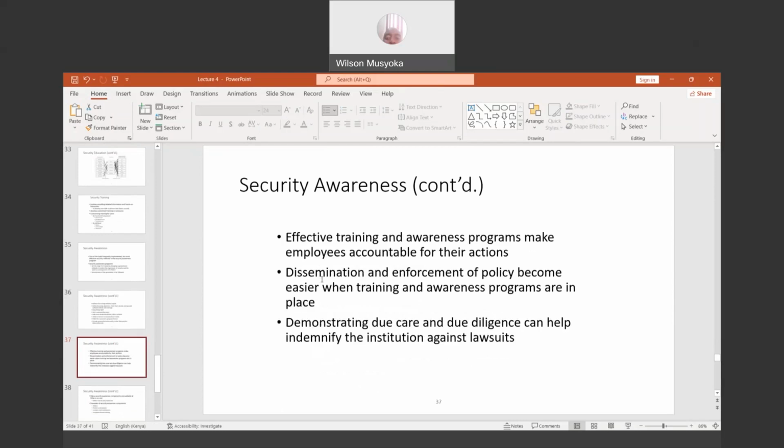When we are also talking about security awareness, effective, if you want it to work, then it needs to make employees accountable for their actions. You also need to disseminate it and enforce the policy. When you are talking about disseminating, it is looking at which information is important to which user, and then you can enforce that specific information to them, and then demonstrating due care and due diligence that can help indemnify the institution against lawsuits.